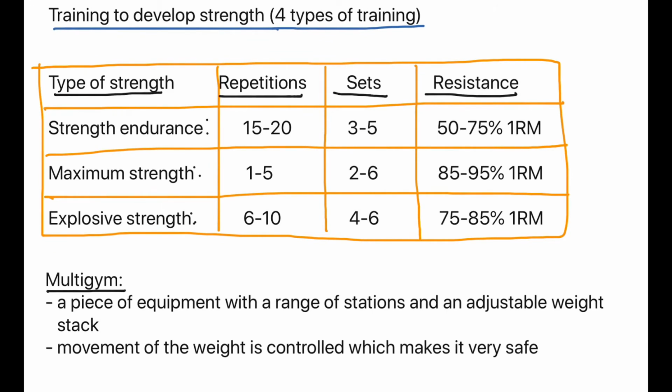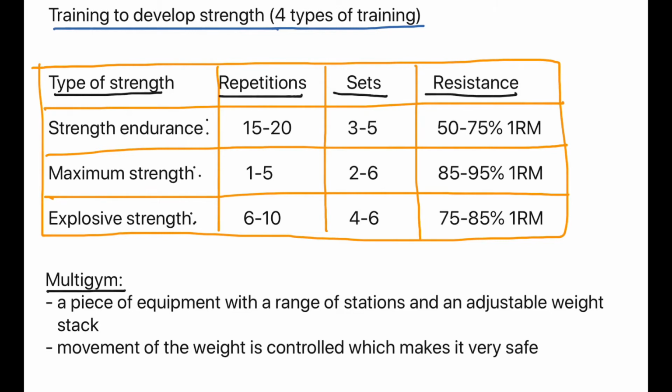Before we jump into those types of training, let's look at this table up here quickly. It shows you the difference between the type of strength that you want to improve, and gives you an idea of the reps, sets, and resistance required to train that sort of strength. So pause the video quickly and jot down that table and learn those key figures. Once you've got down that table, guys, look at the first piece of equipment, which we will look at: a multi-gym.